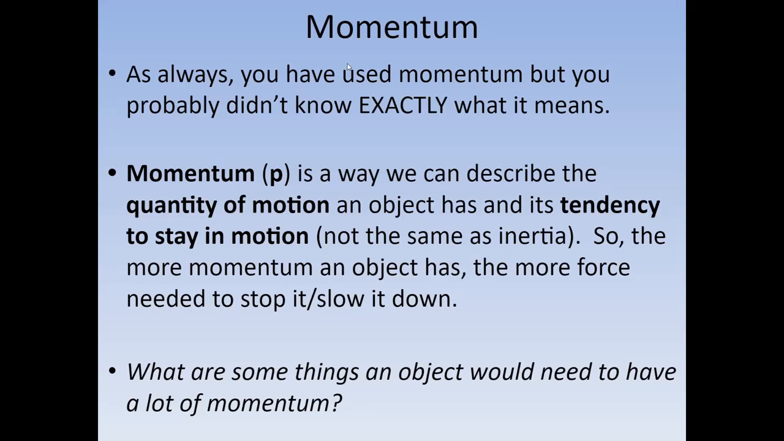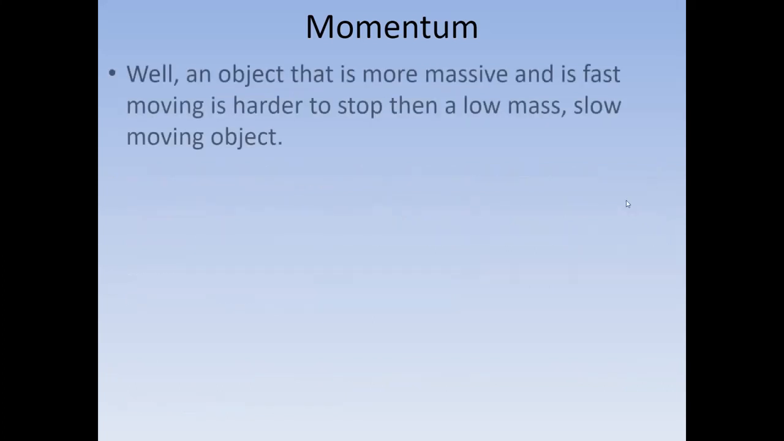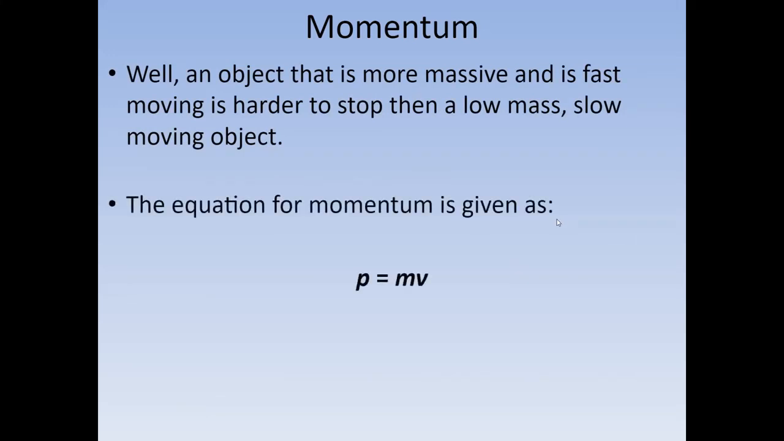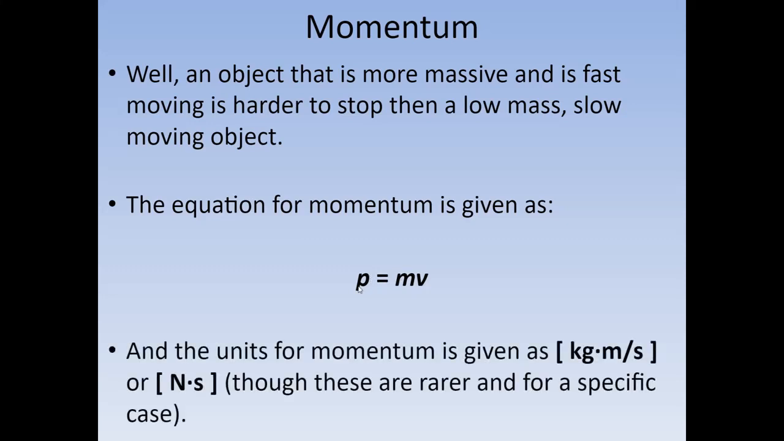Momentum, again, very similar. So, what are the things that we need to have in order to have momentum? Well, as I kind of hinted, it's very similar to the concept of inertia and the concept of kinetic energy. So, what do those two things have in common? It's going to be related to mass and speed. So, the equation for momentum is p equals mv. Mass times velocity equals momentum. Mass is represented in kilograms, and velocity is going to be represented in meters per second. So the unit for momentum is actually kilogram meters per second.